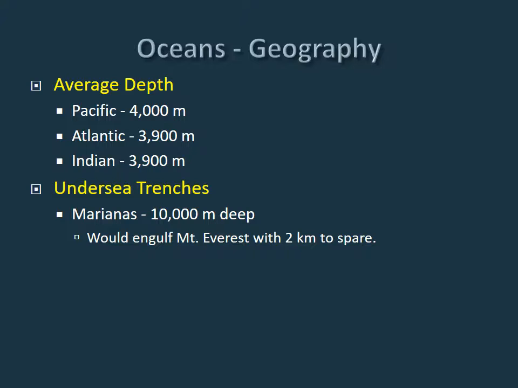There are some undersea trenches that are important. The Marianas Trench is 10,000 meters deep, and it would engulf Mount Everest with 2 kilometers to spare. So you get a whole different ecology in these undersea trenches and some interesting species and things going on there because of that extreme depth in the ocean.